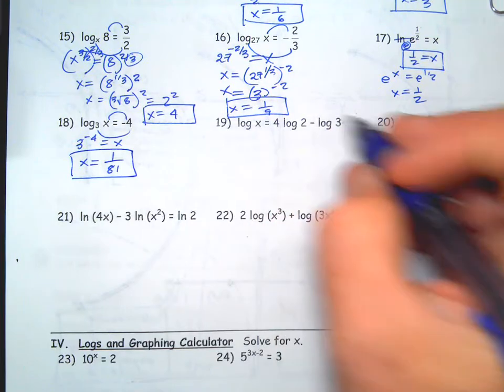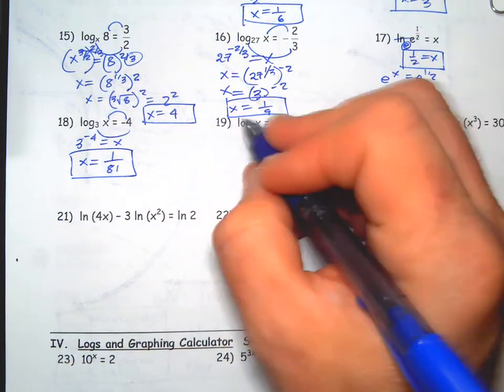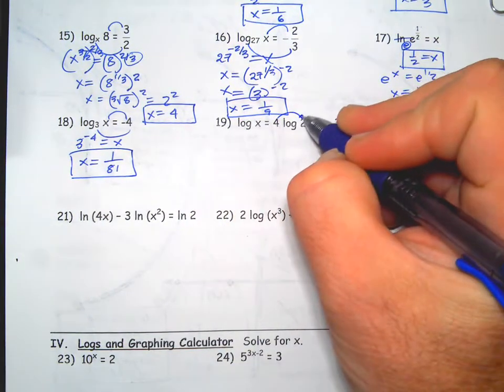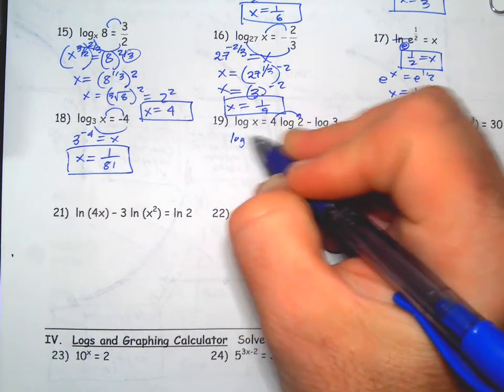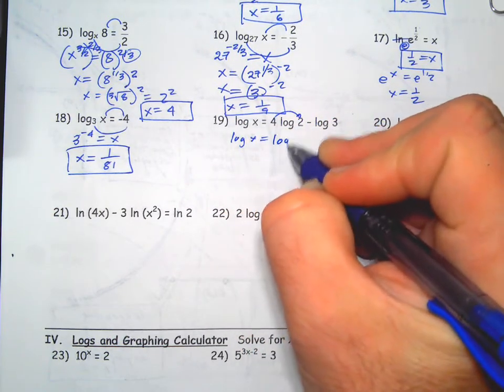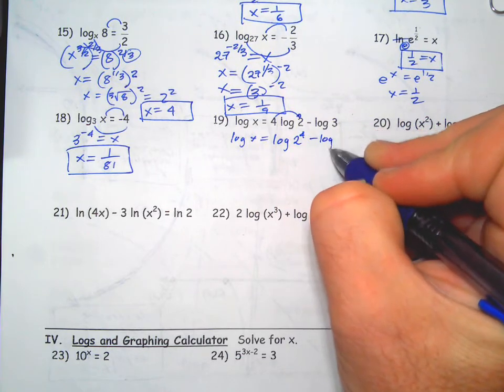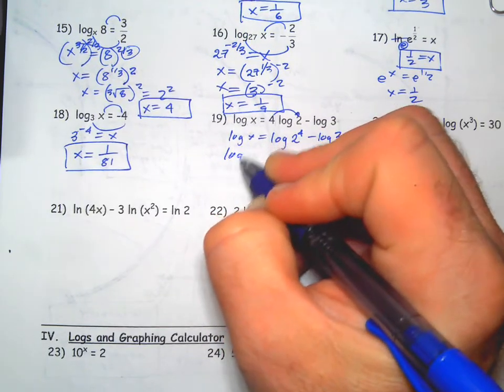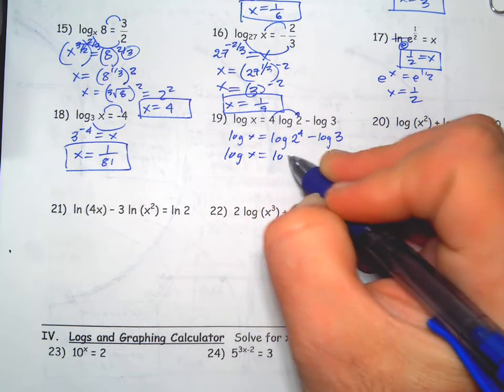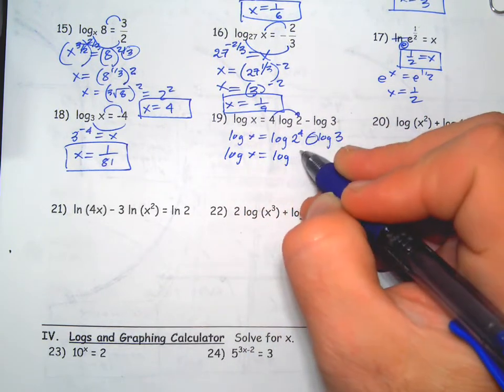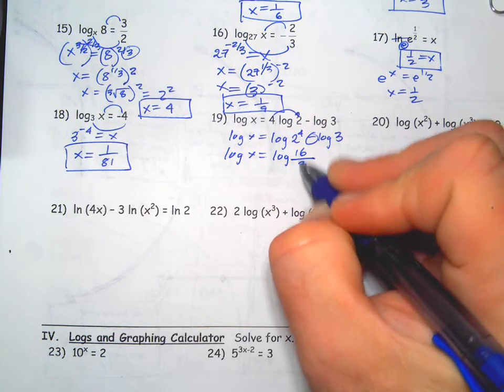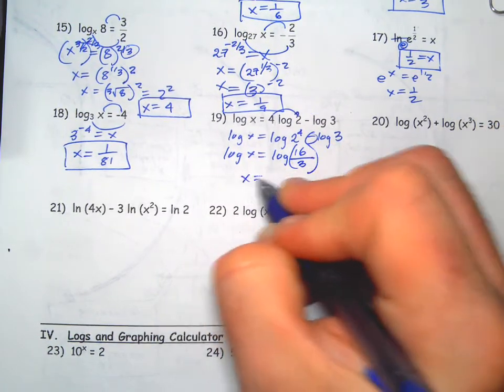Done. Now this one, we want to make it a log equal log, because all the terms have logs. So we've got to bring that in first. So that's going to be log 2 to the 4th. That's the power rule for logs. Then we could combine these, because minus, 2 to the 4th is 16 over 3. And then set the insides equal to each other.